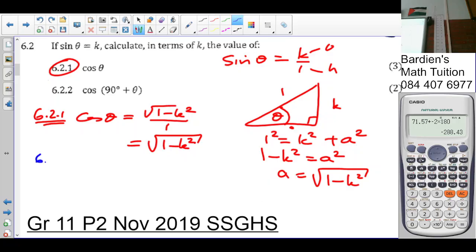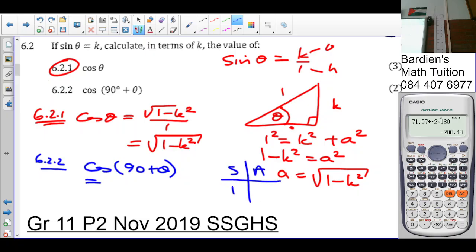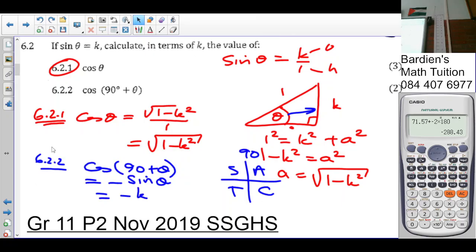The next one is 6.2.2, cos of 90 plus theta. First we're going to apply the reduction formula. So 90 plus theta takes you into which quadrant? Second quadrant. Cos is negative in the second quadrant, but changes to sine of theta. So sine of theta, sine is opposite over hypotenuse. So it's going to be negative k over 1, which is negative k. Okay.